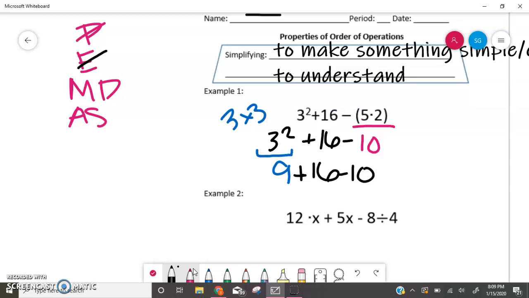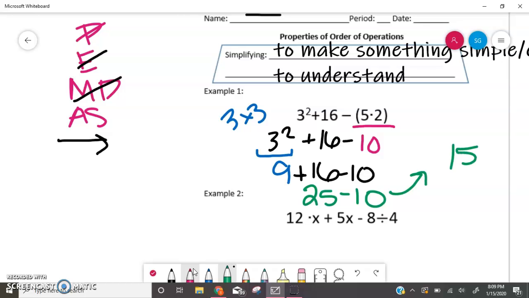There is also no multiplication or division. And there is some addition and subtraction. I need to remember to start from left to right. Okay, so if I look here, 9 plus 16 comes first, so I need to do that. And 9 plus 16 should have given you 25. And then the last step was to subtract 10 from that. So your final answer should have been 15.